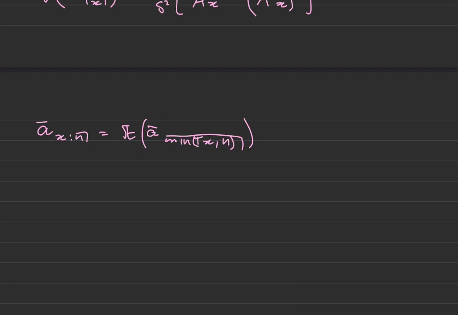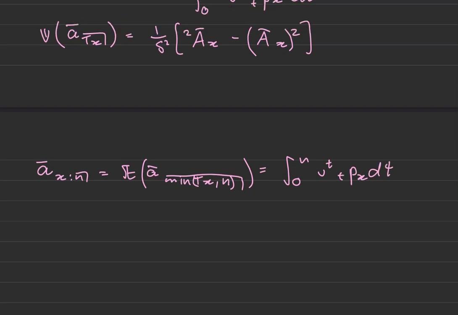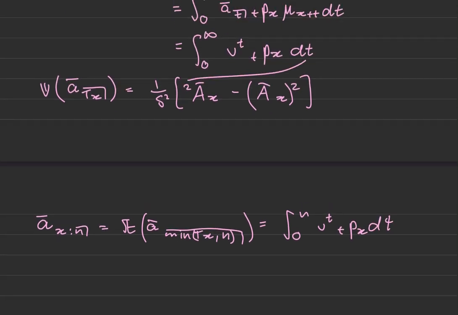Okay. Now this equals the integral from 0 to n of v to the t, tpx dt. This is exactly the same as above, except for this upper bound, which is n. So I'm taking into account all possible time points that this person could be alive at where I might make a payment to them, but only up until time n.